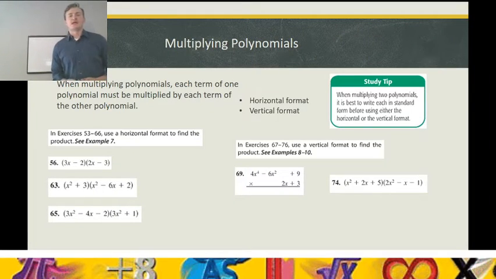These next two examples show how to multiply polynomials in the vertical format. It says in the study tip there that when you're multiplying, make sure to have them written in the standard form. Fortunately for us, they are written in the standard form. Largest exponent term is written first, followed by the next largest. Looking at the first example, we have 4x to the 4th power minus 6x squared plus 9. We are multiplying to this 2x plus 3.